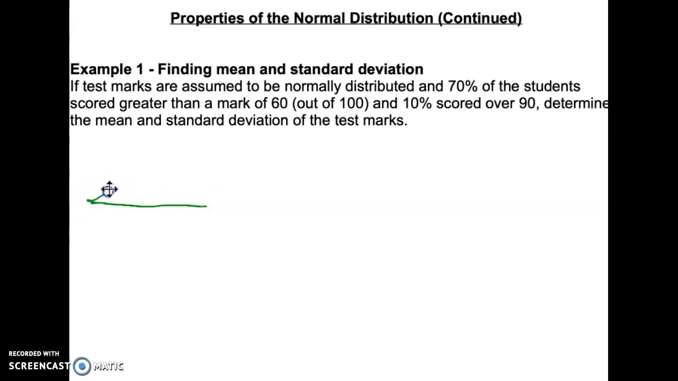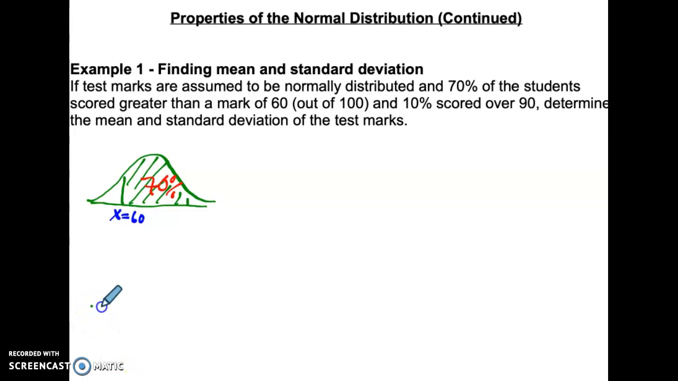So we know they're normally distributed. And we know that 70% of students, so this right here, we'll make that be 70%, scored greater than 60. So scored greater than an x value of 60. They also tell us that 10% scored over 90.